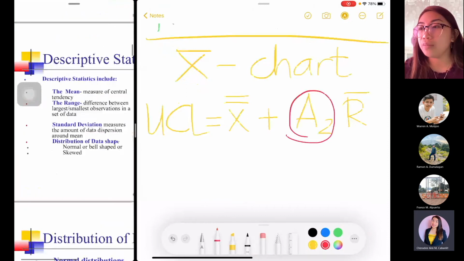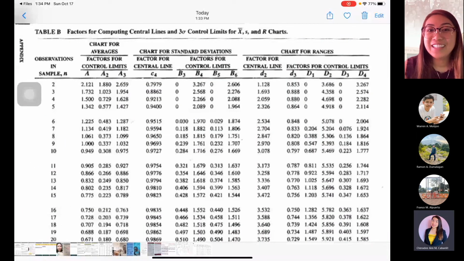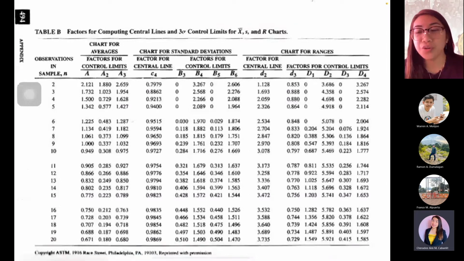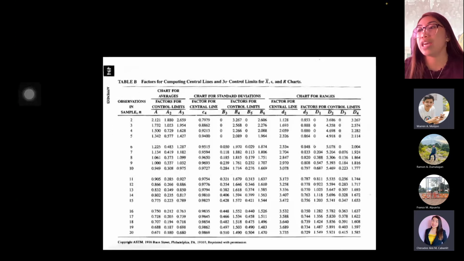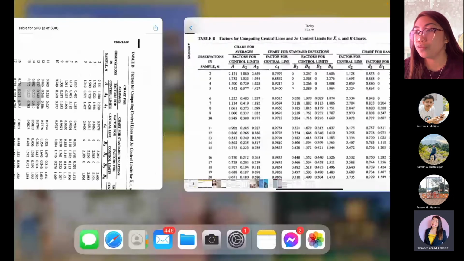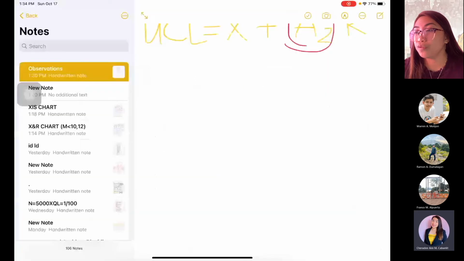So let's go to the table. Can you see my slide? All right. So there, guys, the A2 is at 4 observations, correct? So we will not look at 3 because 3 is just a sample size. The observations is 4. So at 4 and then A2, what's the value? Say the value, guys. The A2 at 4 is 0.729. Okay. So that is what we will use here.